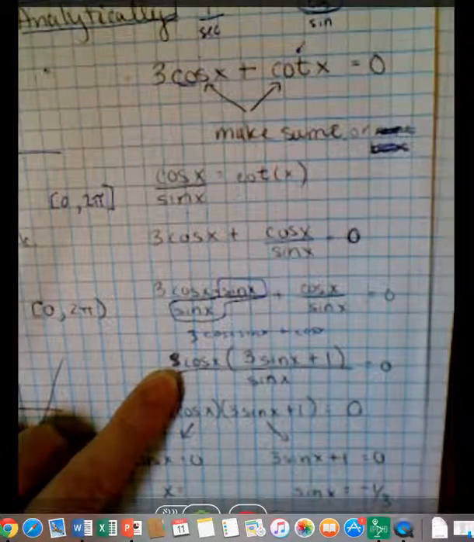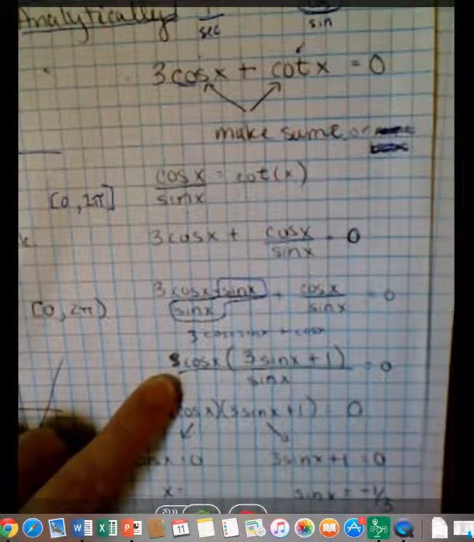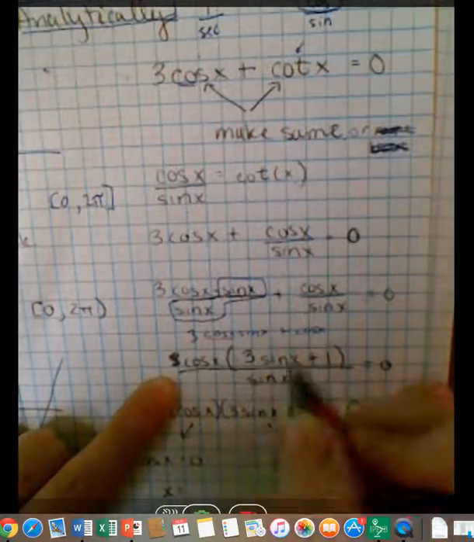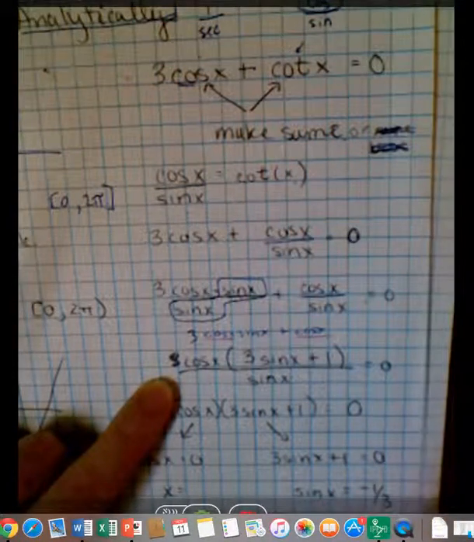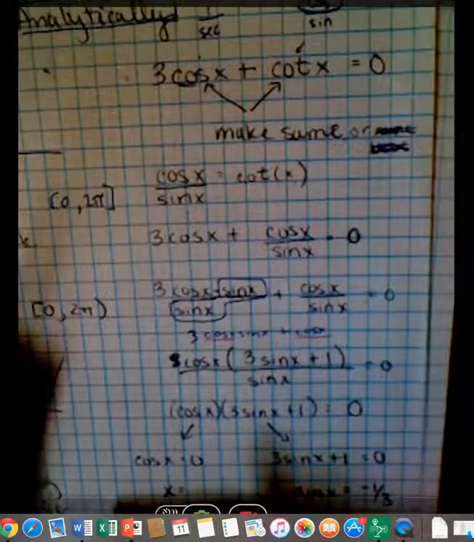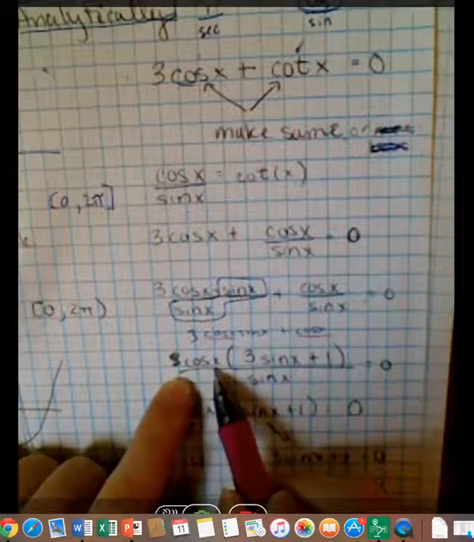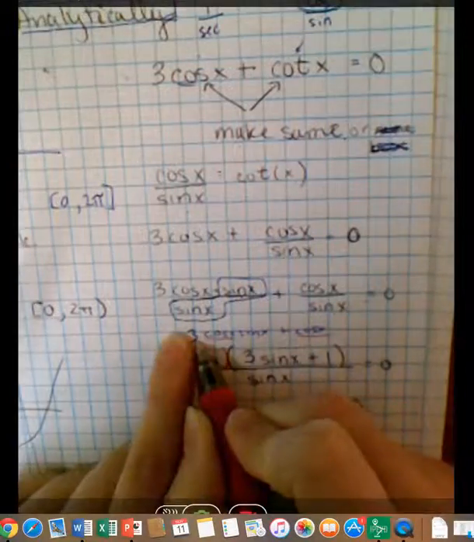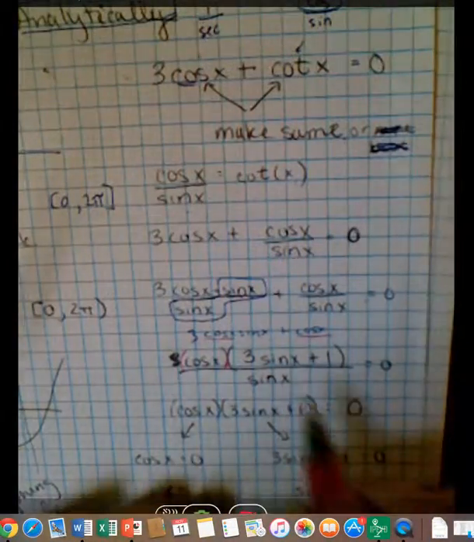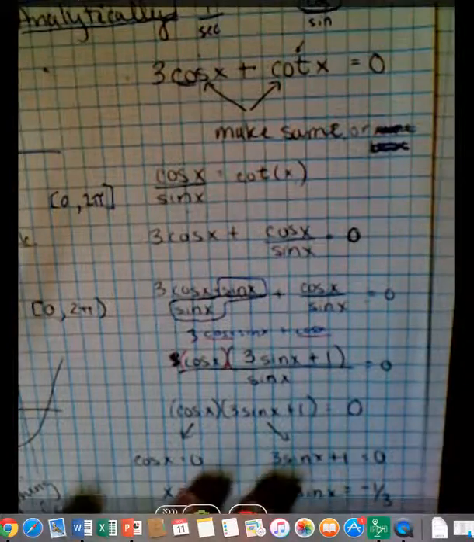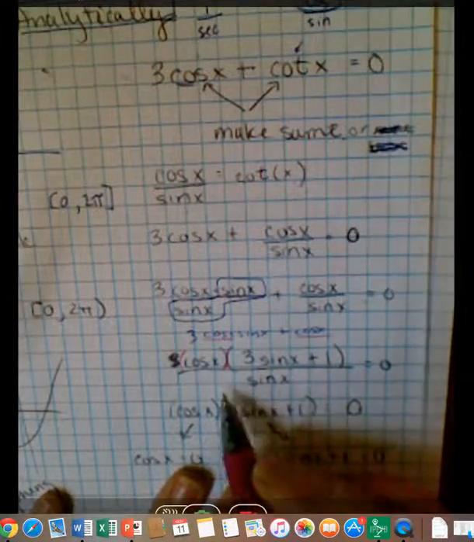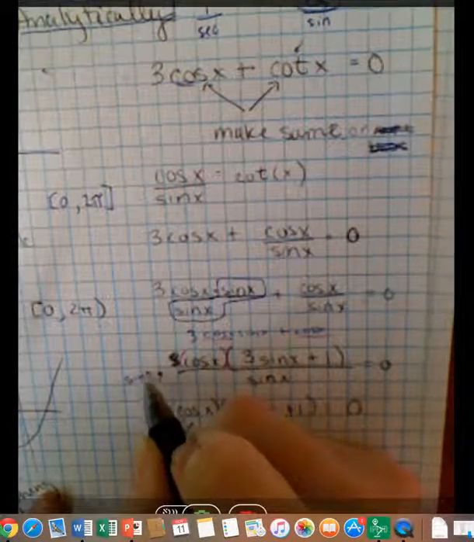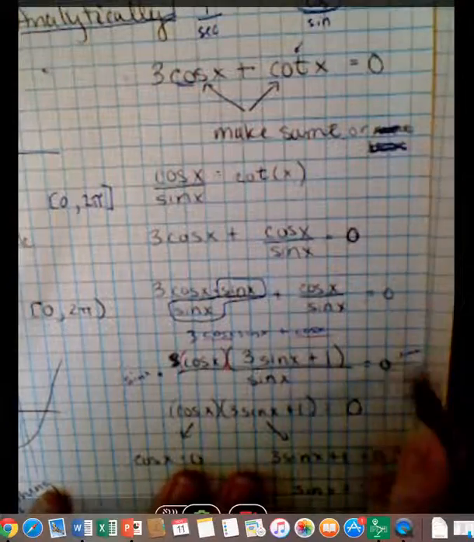Now when you look at this, you should see that cosine x lives here and cosine x lives here. So I can factor that term out, and I would have cosine x times 3 sine x plus 1. All right. Now, that is something I can solve. I'm going to multiply both sides by sine x. It's going to go to 0.